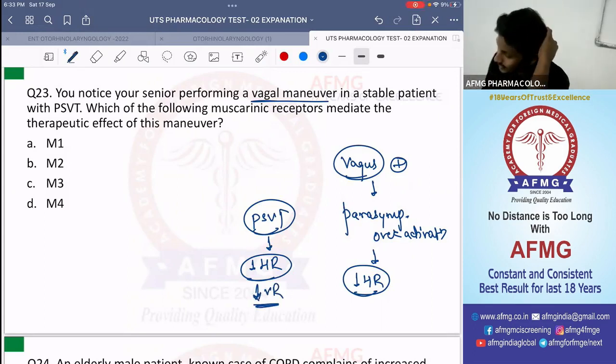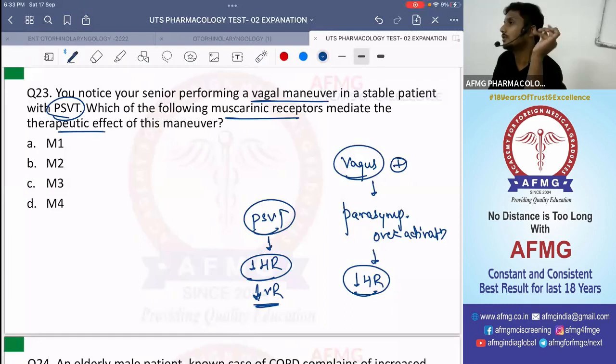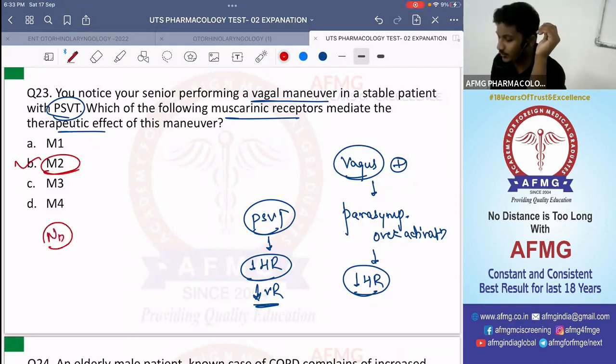Now, he was doing a vagal maneuver in a stable patient with PSVT. Which of the following muscarinic receptors mediate the therapeutic effect of this maneuver? I only wanted to ask which receptors are on the heart. That is your M2 receptors. Okay, whereas the other types of receptors were other types of cholinergic receptors. I have discussed M completely. Other types were N and NM.